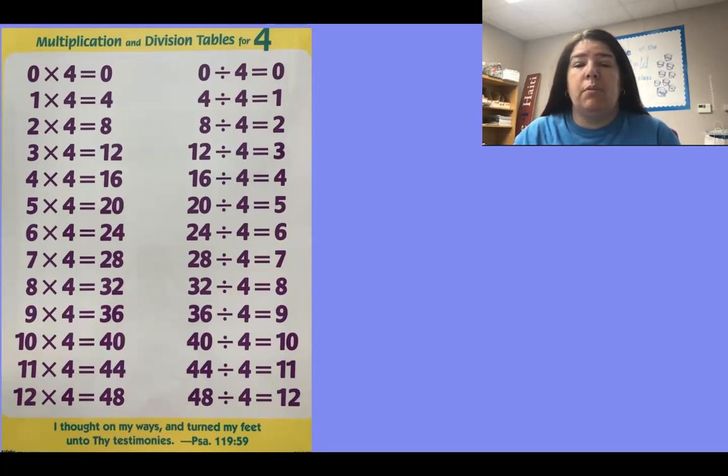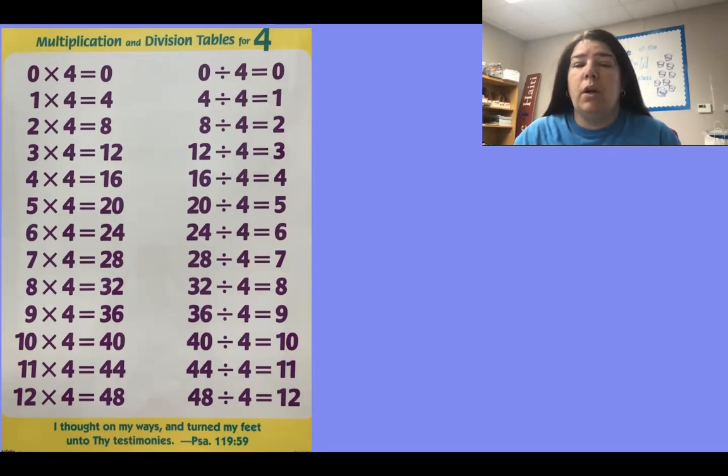0 times 4 equals 0. 1 times 4 equals 4. 2 times 4 equals 8. 3 times 4 equals 12. 4 times 4 equals 16. 5 times 4 equals 20. 6 times 4 equals 24. 7 times 4 equals 28. 8 times 4 equals 32. 9 times 4 equals 36. 10 times 4 equals 40. 11 times 4 equals 44. 12 times 4 equals 48.